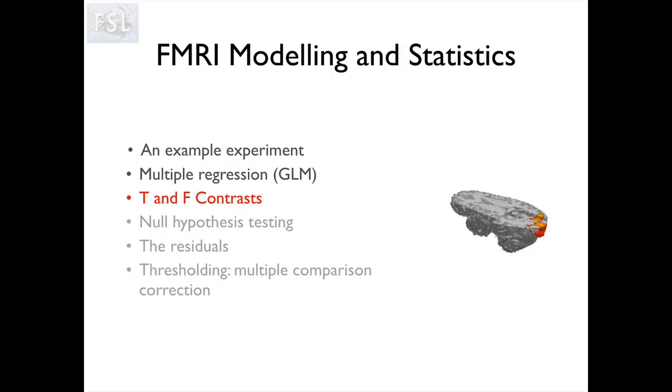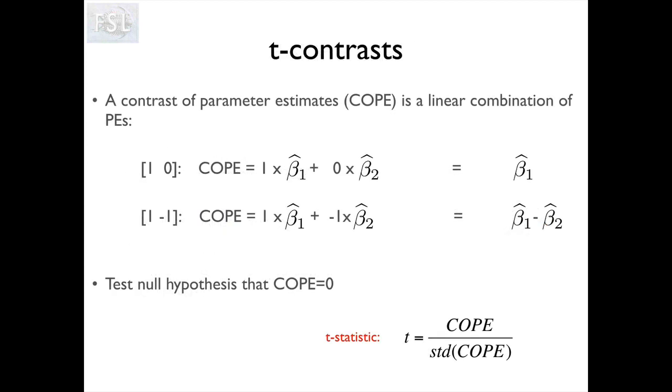Right, now we're getting to T and F contrasts. What T and F contrasts are is simply a way of asking questions of our data through the parameters of our model. And we're doing this using something called a COPE, contrast of parameter estimates. And that is simply a linear combination of the parameter estimates. And you will typically see them like this. So there could be 1, 0.